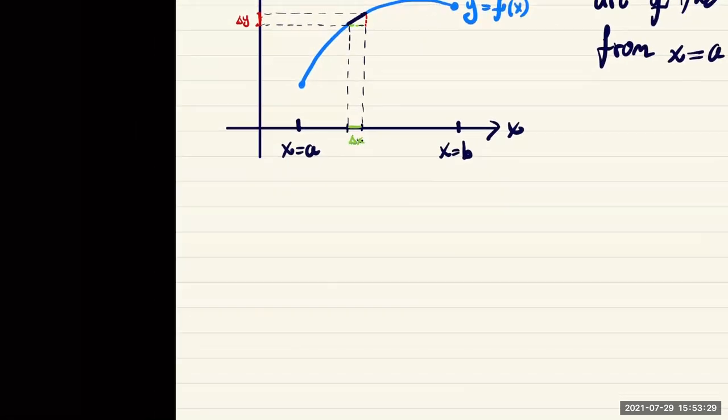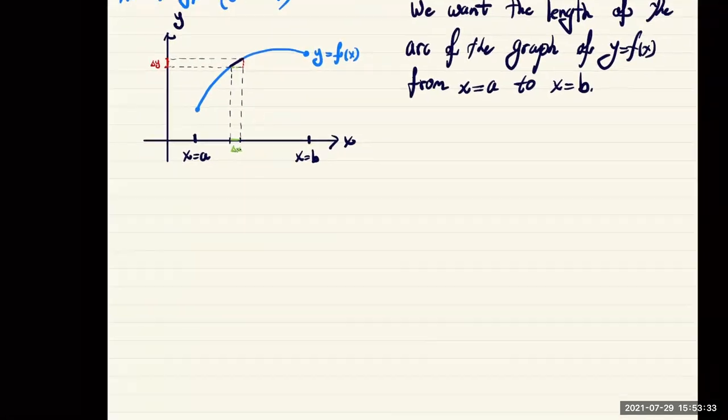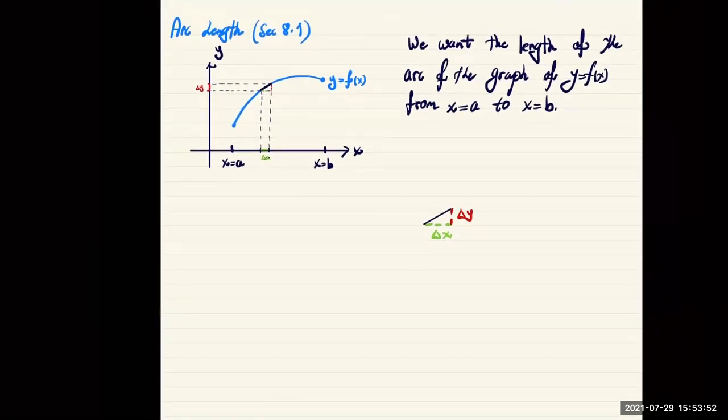Okay, so if I draw that triangle down here, my delta x and delta y, this is the hypotenuse. I am interested in the hypotenuse. Now that hypotenuse, I should probably make this a little bigger. The hypotenuse is an increment of the arc.